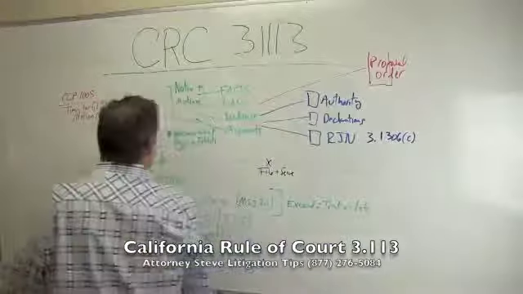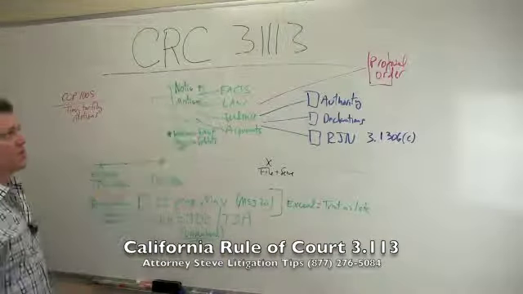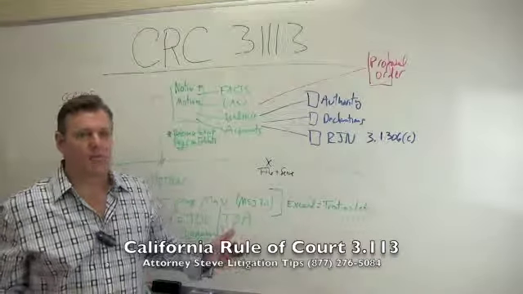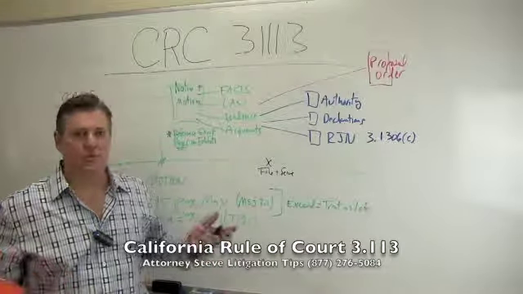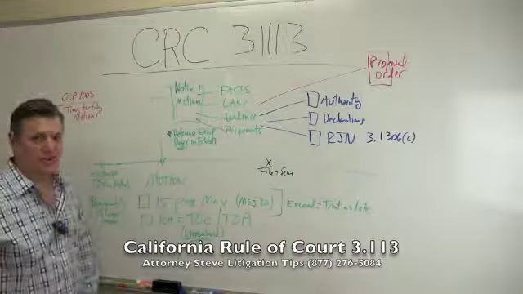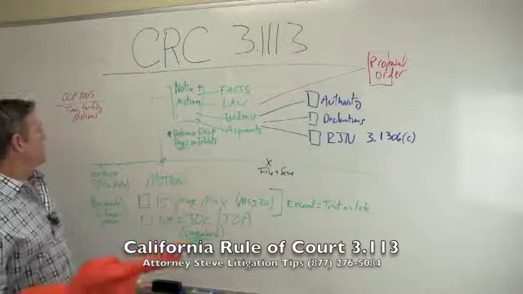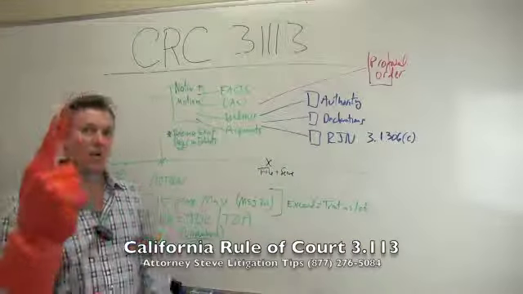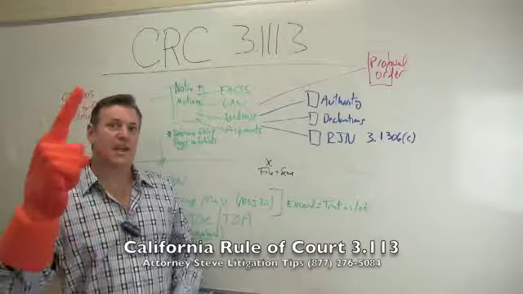Now, we are talking California Rules of Court 3.113. Sometimes parties want to know, well, when I write a motion, what am I doing? What do I include? How does it work? Okay, well, that's a good question. So basically, you're going to file a motion. You're going to file a notice and a motion.